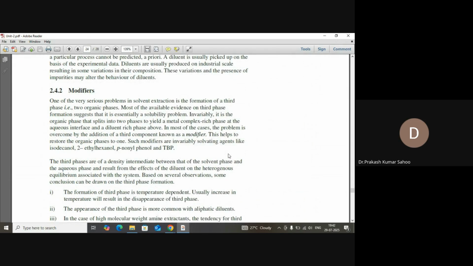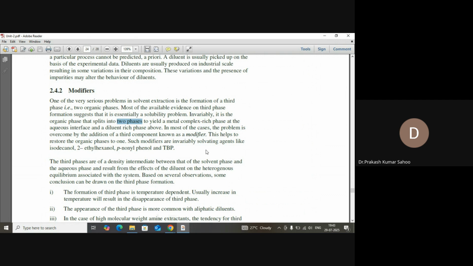Then is the modifier. In most of the cases the problem is overcome by the addition of a third component known as modifier. So modifier is the third component. Let me read out this one. One of the very serious problems in solvent extraction is formation of the third phase. There are two organic phases. Most of the available evidence on third phase formation suggests that it is essentially a solubility problem. Invariably, it is the organic phase that splits into two phases. So the organic phase is now split into two phases, and in addition to that, the aqueous phase. That means it becomes three phases.